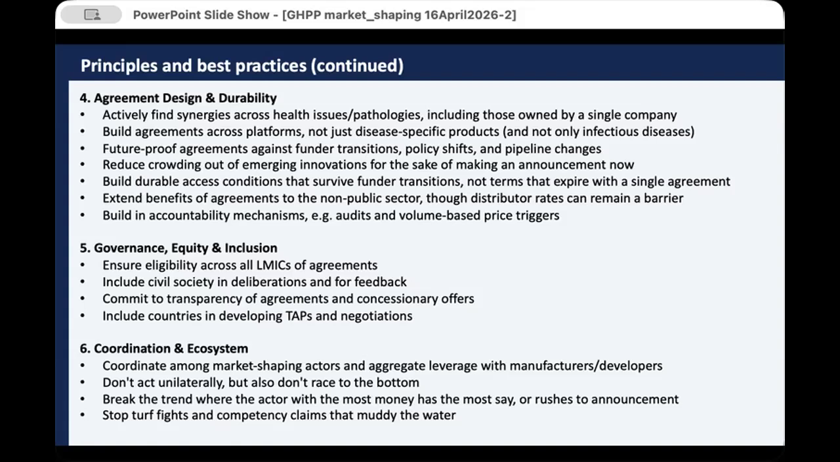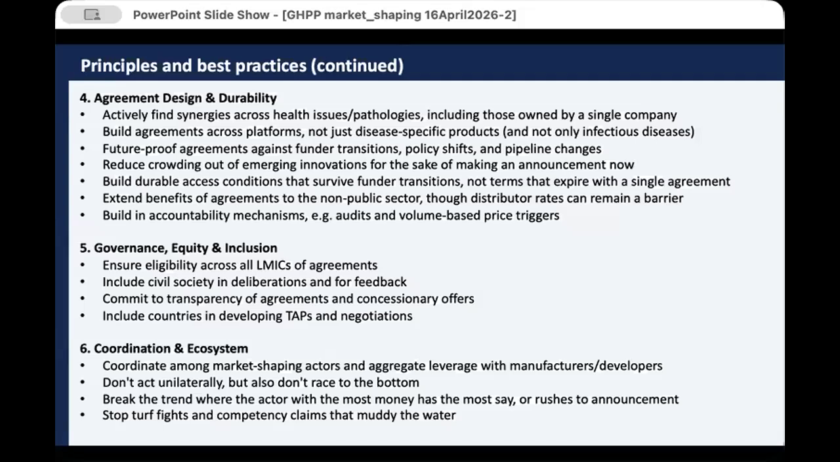We need to future-proof agreements against funder transition, policy shifts, and pipeline changes. So essentially, the contract that, let's say, is done with the R&D funder, it should be like a baton that is passed through various actors down the end-to-end pathway. We want to see benefits agreements extended to non-public sector. This is rarely included in the deals, including the deals that we've gone through to date and some of the case studies that are in our extra slides.